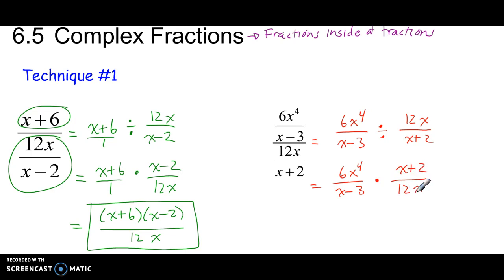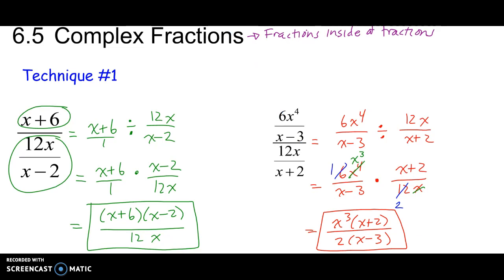Now in this case, we do have some cancellation. You'll notice that if we cross-cancel 6 and 12, we can also cross-cancel one of the x's. Now remember, x to the fourth is x times x times x times x. You're only canceling one of those x's away, so there's still going to be 3 x's left over. But aside from that, there's no other reducing here. We have x to the third times x plus 2 in the numerator, and 2 times x minus 3 in the denominator.